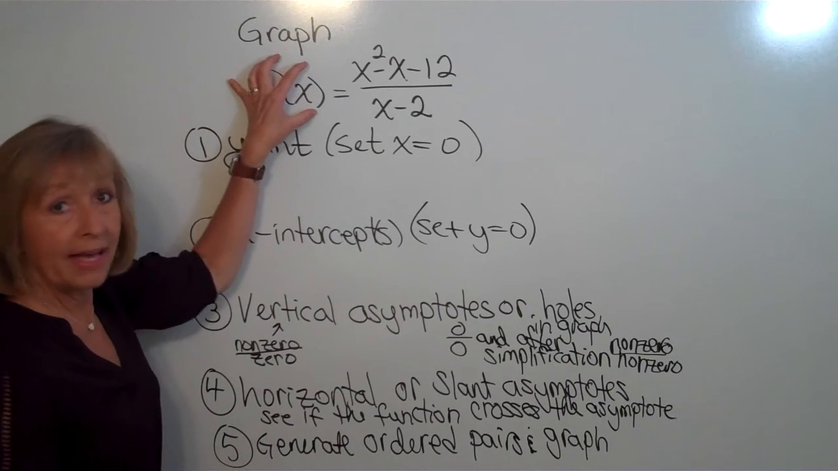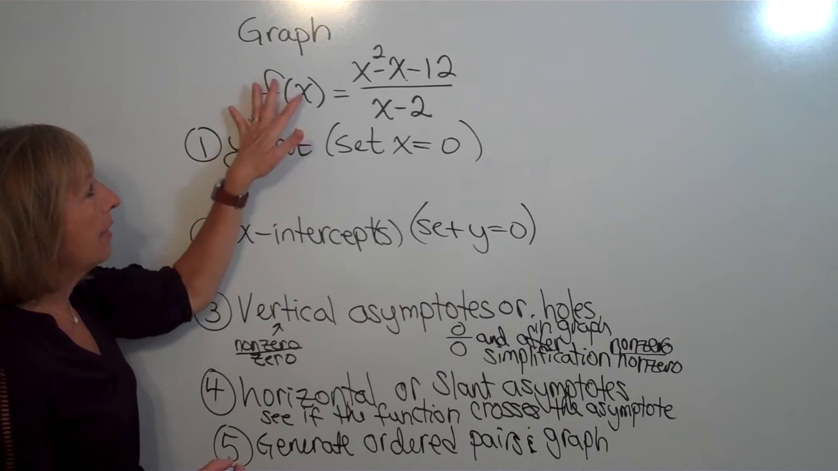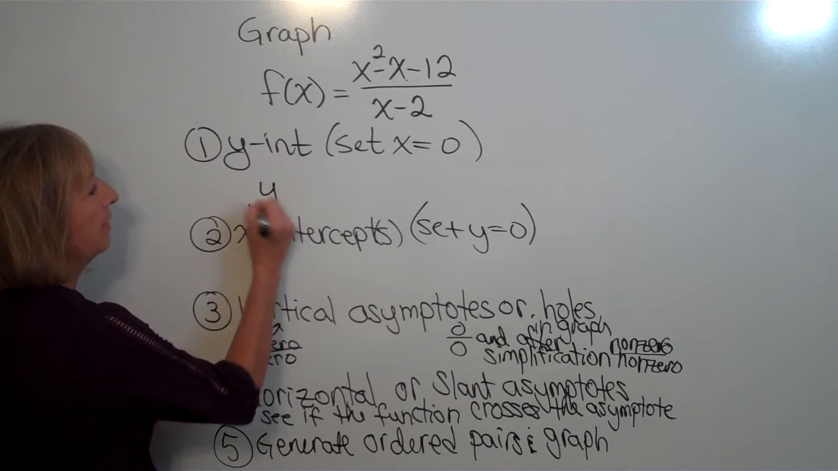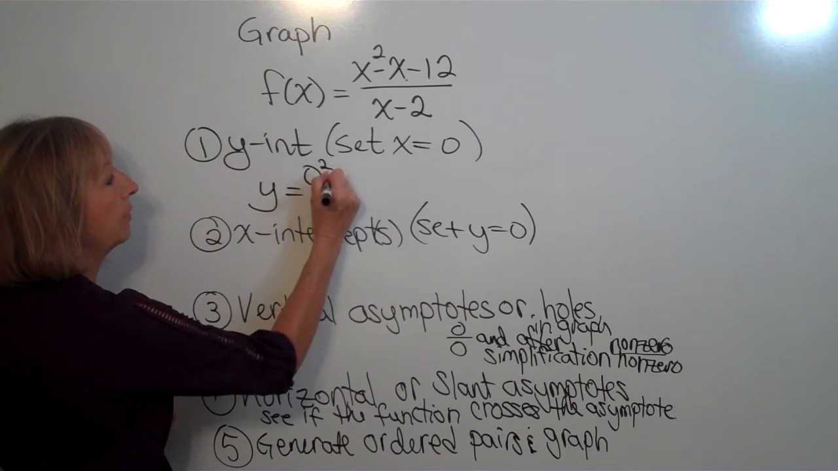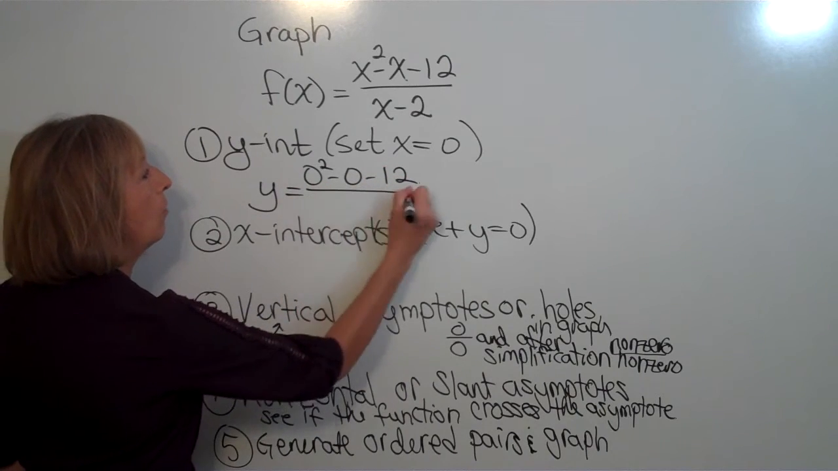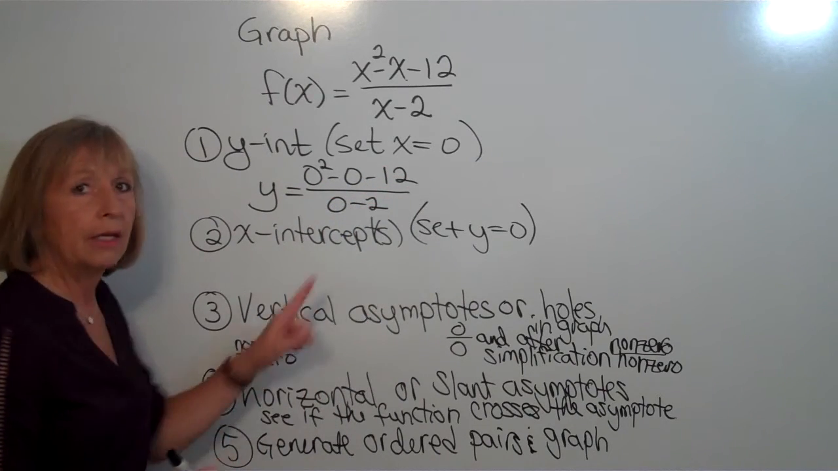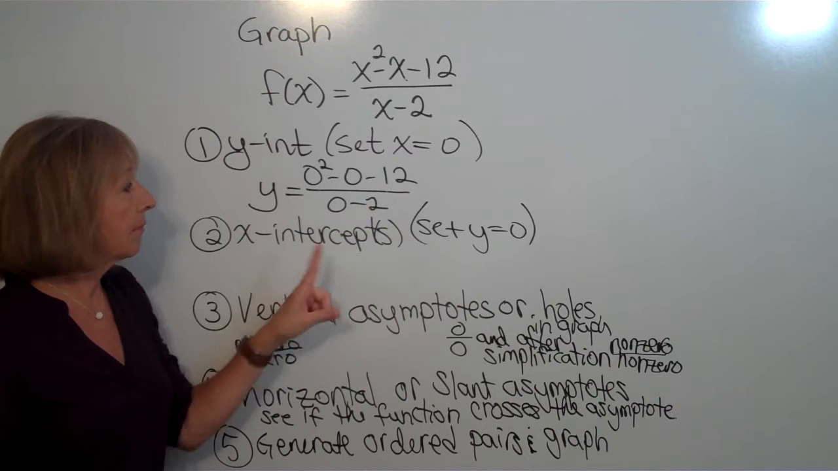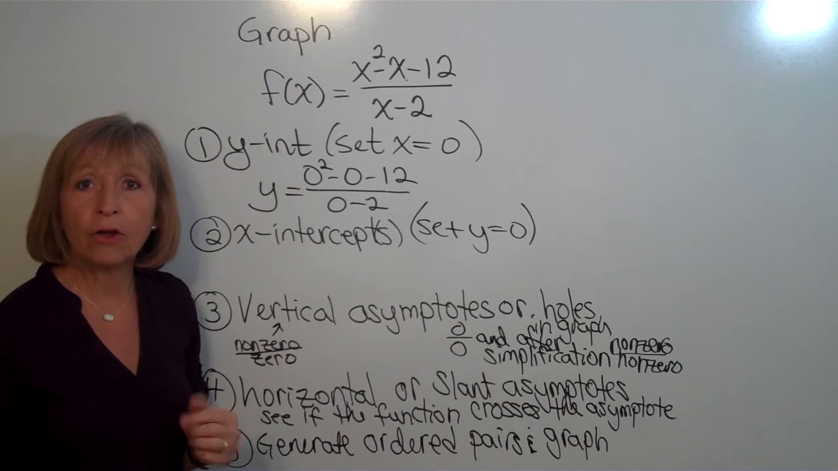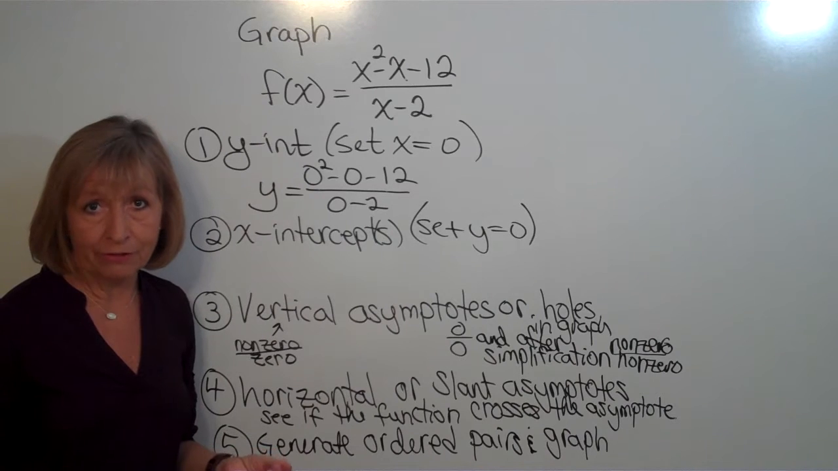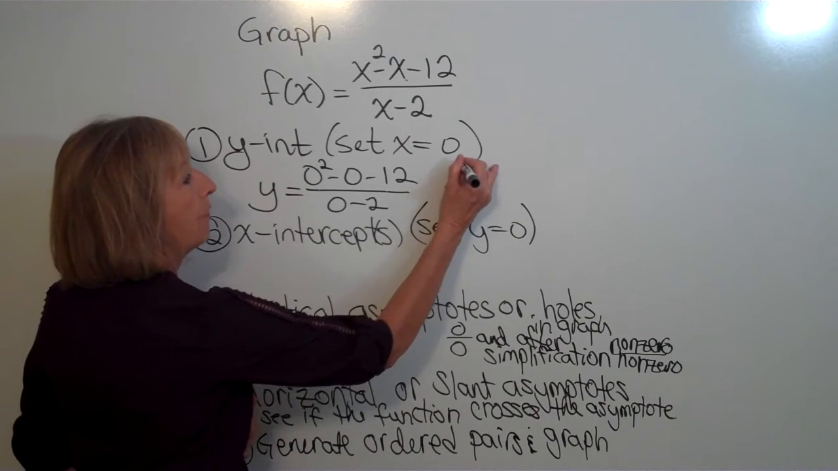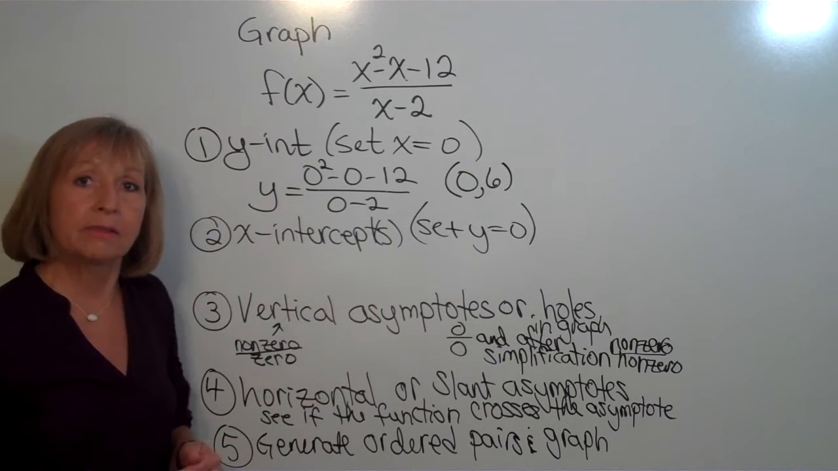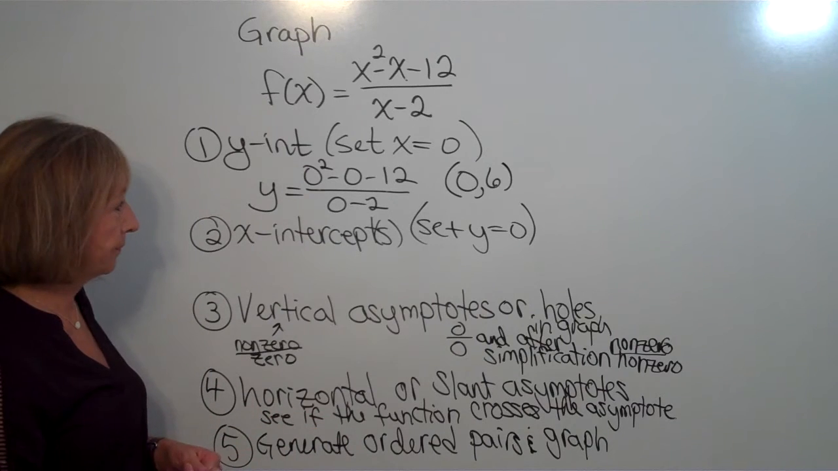Now remember, f of x is just another name for y. So I want to think of that as y equals, and I'm going to take out the x's and put zeros in instead. So my y-intercept is y equals 0 squared minus 0 minus 12 over 0 minus 2. Well, 0 squared is 0, and 0 subtract 12 is negative 12. 0 subtract 2 is negative 2. And overall, negative 12 divided by negative 2 is positive 6. So I have the ordered pair, 0 in for x and 6 came out for y. I have an ordered pair (0, 6) that I know my graph goes through.